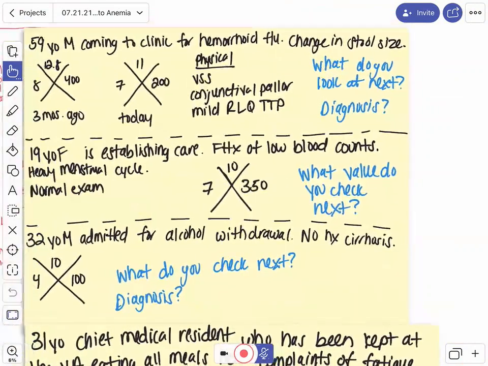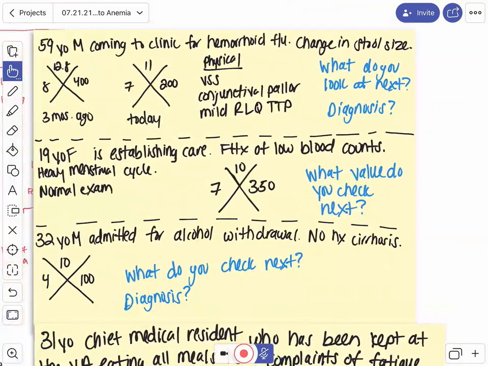So we have a 19-year-old female. She is coming to you in your PCP office to establish care. She has a family history of low blood counts. She also has heavy menstrual cycles. Her physical exam is totally normal for a 19-year-old. You check her CBC, it comes back with a hemoglobin of 10. And so chat about what value you're going to look at next to help guide your workup for this patient's anemia.